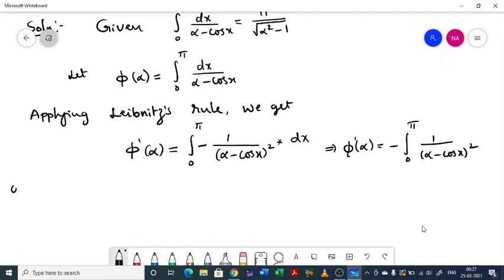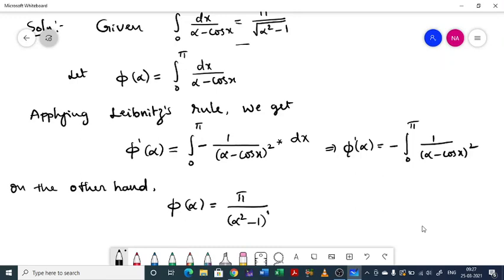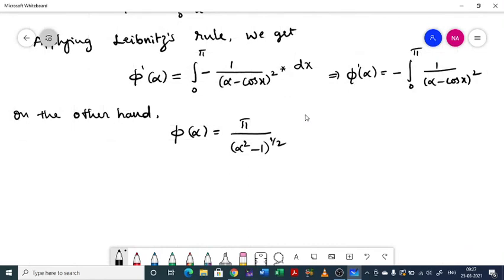On the other hand, we have taken phi of alpha to be integral 0 to pi dx by alpha minus cos x, but it is given that the integral is equal to pi by square root of alpha square minus 1. So on the other hand, we can write phi of alpha to be pi by square root of alpha square minus 1. We can write this as alpha square minus 1 whole power 1 by 2, so that differentiation will be easier.